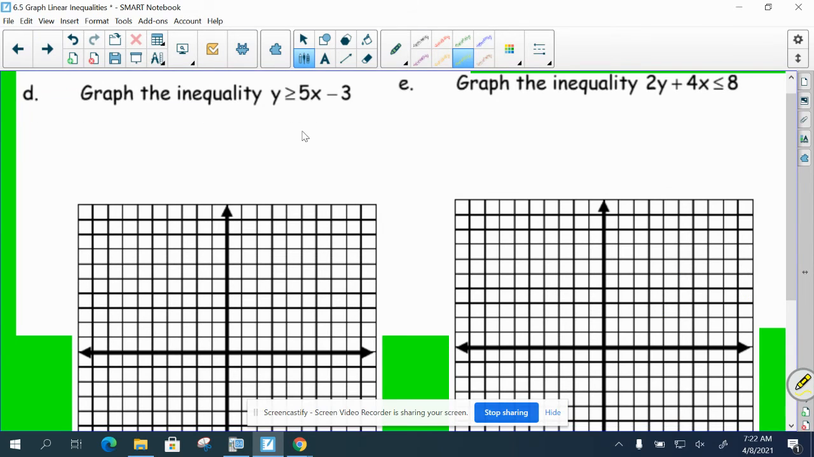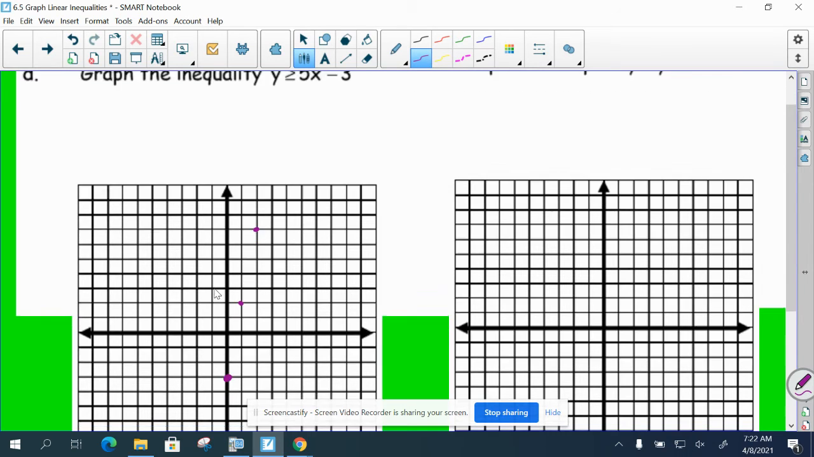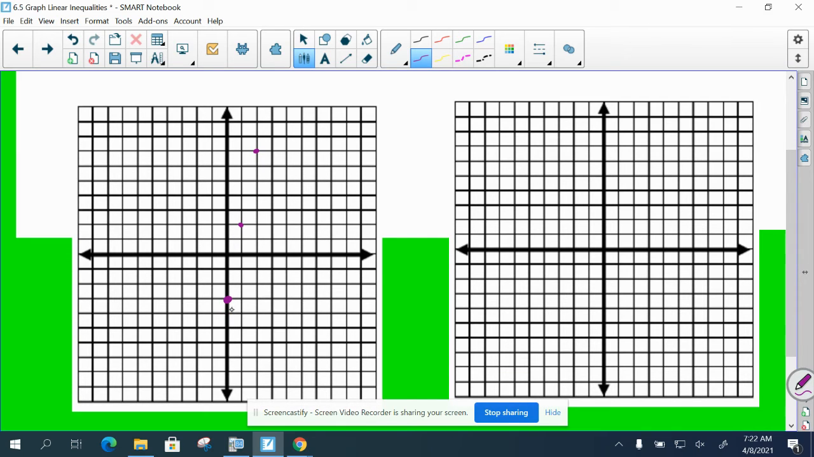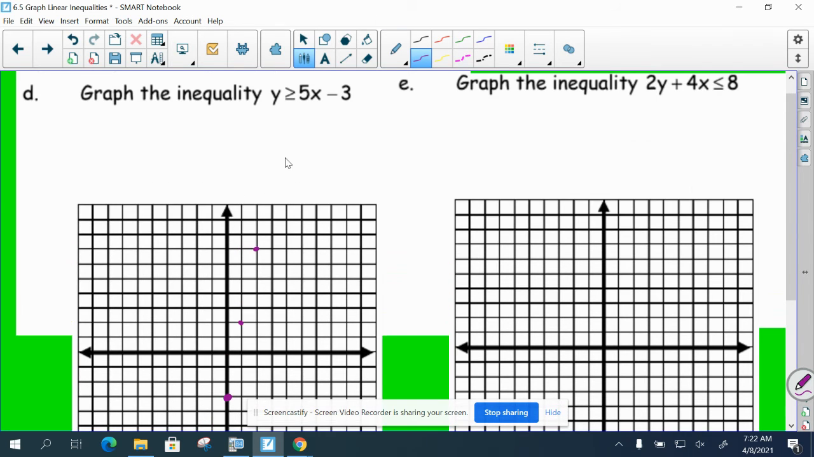All right, let's look at this example: y = 5x minus 3. So negative 3 on the y-axis: 1, 2, 3, and then a slope of 5. So up 1, 2, 3, 4, 5 over 1. I'm going to make another point, up 5 over 1, and then I can also make a point below it, down 5 over 1. Now since there's an equal sign, greater than or equal to, that means we're going to be using a solid line.